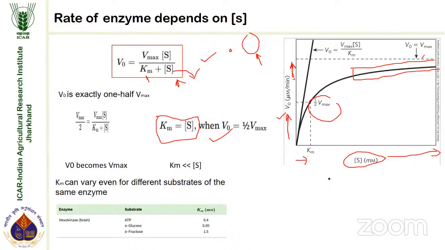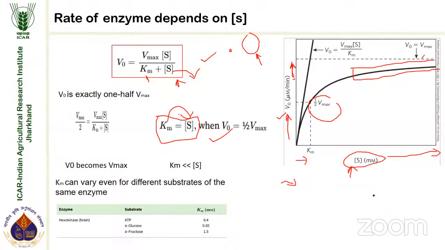And one more thing I wish to add: even the same enzyme can have different Km values for different substrates, because the Km value is defined on the basis of substrate level. An enzyme may require some substrate in low concentration and some substrate in high concentration. So the Km value differs based on the substrate.